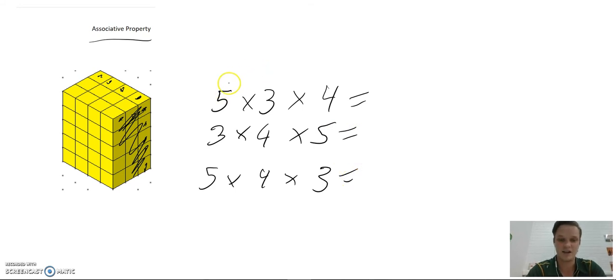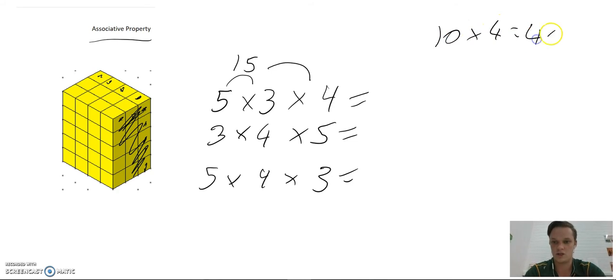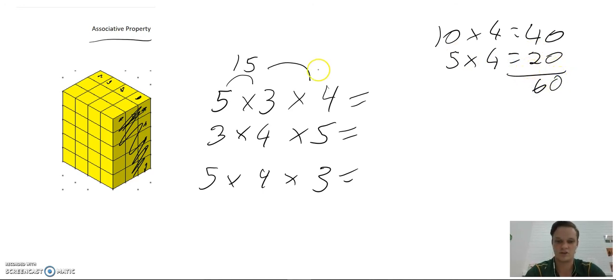So if we started up here, we could do 5 times 3, that equals 15, times 4. Now that's where it gets a bit trickier. So we might do some side math over here and solve it using our partial product. So we might go 10 times 4 equals 40, and 5 times 4 equals 20. Add them together, 60. So 15 times 4 equals 60. So we know that there's 60 cubes there.